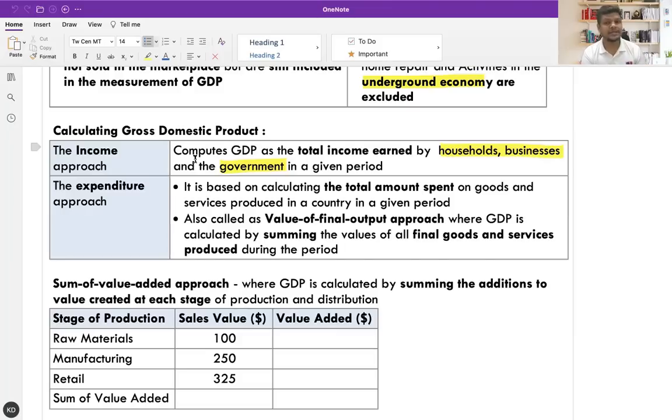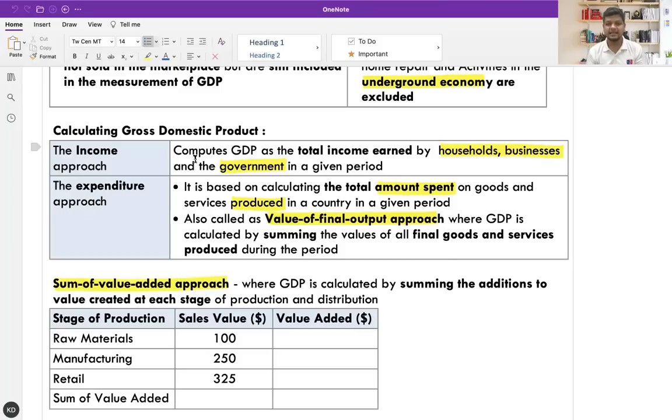The expenditure approach, as I said, is the amount spent on the goods and services which are produced, not resold. Got it? Right? It is also called the value of final output approach, the value of final goods. Now, what is the value of final goods? First of all, there is the sum of value added approach, which is the total of all the values.